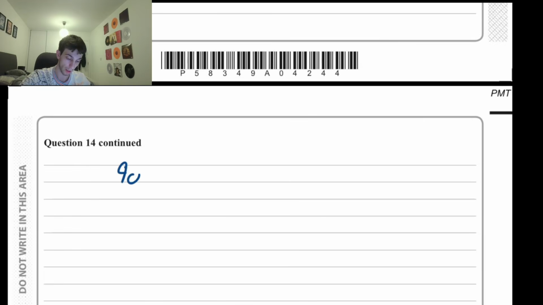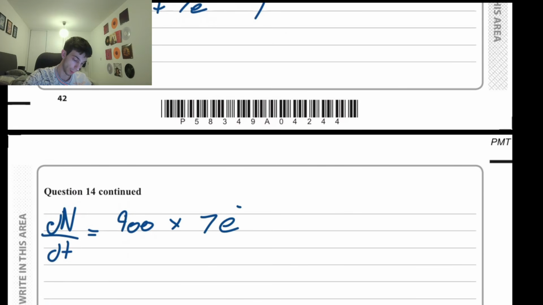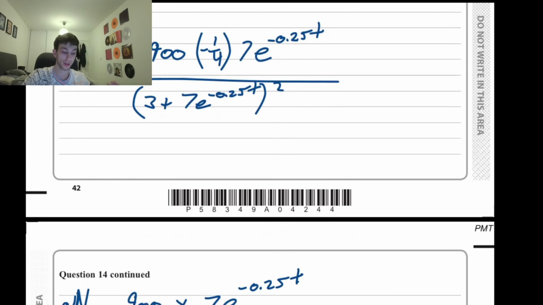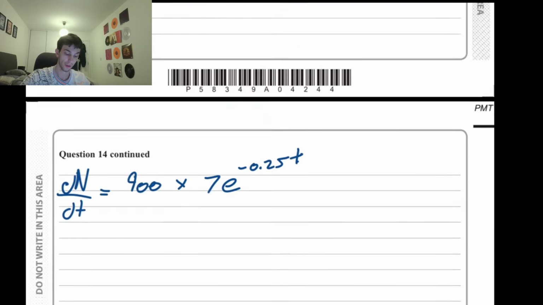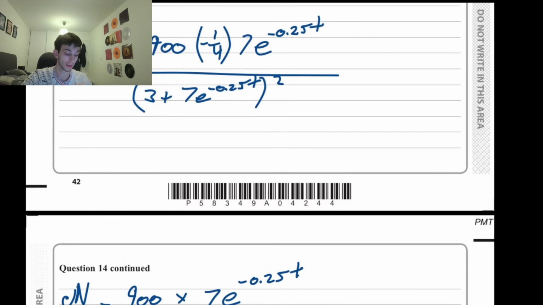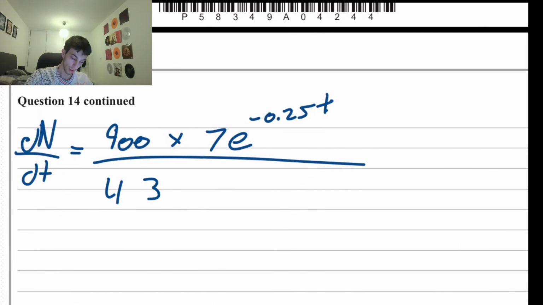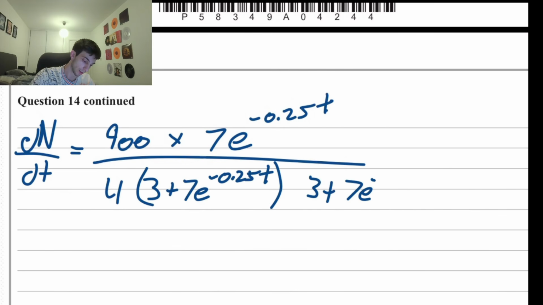So we can rewrite this. Just making this very clear, dn/dt will be equal to 900 multiplied by 7e^(-0.25t). We're going to bring that quarter down to the denominator, and because we had that minus as well, we can just leave it as a positive. So this will all be over 4 times, and I'm going to rewrite (3 + 7e^(-0.25t)) squared as 2 separate brackets. You'll see why I'm doing this later. So we have (3 + 7e^(-0.25t)), and I'm going to write this bracket out twice. So this is what we have for dn/dt.